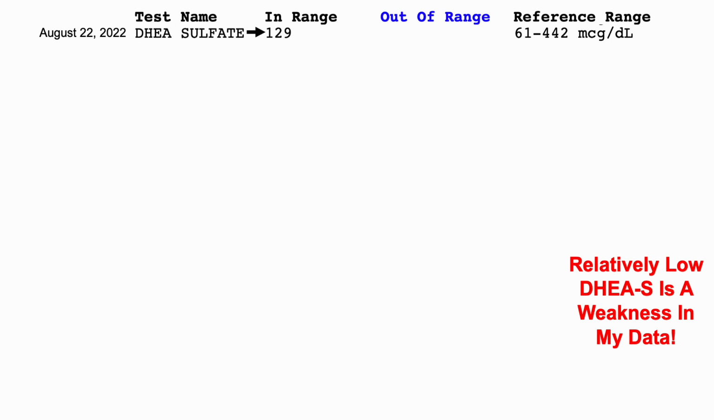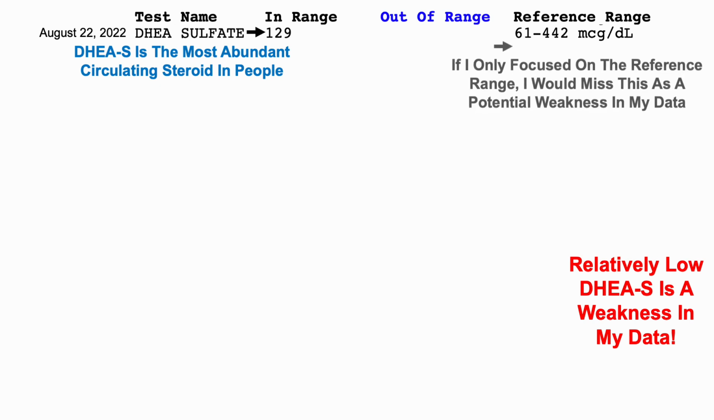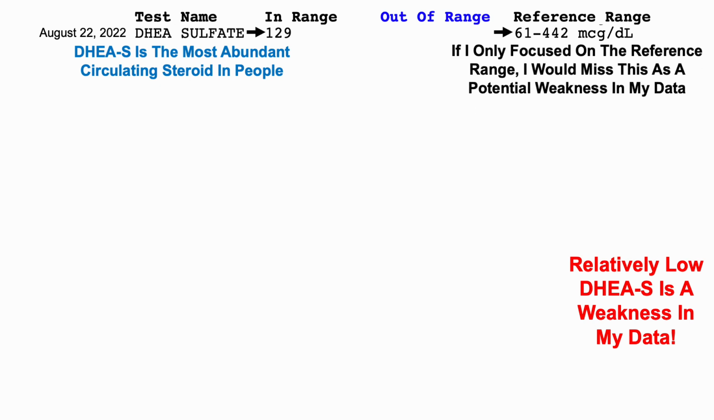And just as a quick intro, DHEA sulfate is the most abundant circulating steroid in people. Now, a big part of my approach is going after the biggest fish. For example, albumin is the most abundant circulating protein. Red blood cells are one of the most abundant circulating cell types. So I think it makes the most sense to optimize the things that are the most abundant in blood first, while focusing on the things that are lesser abundant second. Now, if I only focused on the reference range, as shown on the right, of 61 to 442 micrograms per deciliter, I would miss this as a potential weakness in my data.